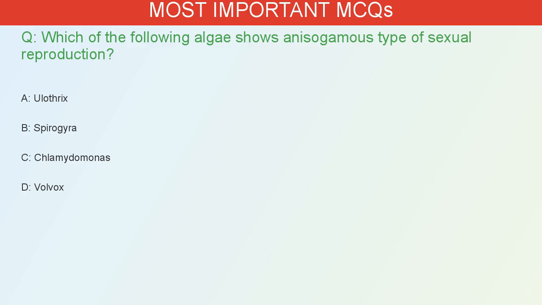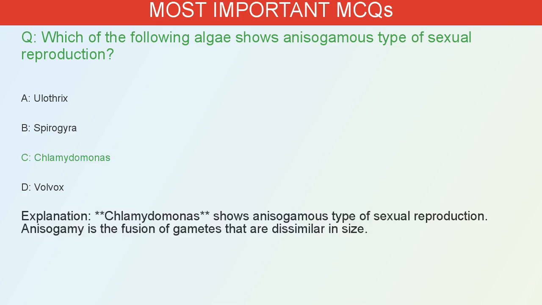Which of the following algae shows anisogamous type of sexual reproduction? A. Ulothrix. B. Spirogyra. C. Chlamydomonas. D. Volvox. The correct answer is C. Chlamydomonas shows anisogamous type of sexual reproduction. Anisogamy is the fusion of gametes that are dissimilar in size.